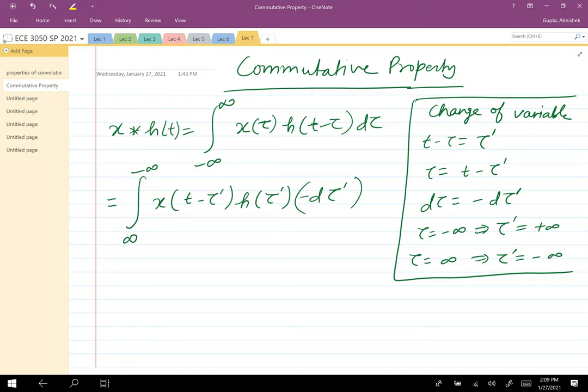Any question on this change of variable formula? What purpose do we use this for? Yeah, we'll get to it in a bit. I'm going to talk about the commutative property. We'll show that the convolution commutes. So x convolution h is the same as h convolution x. That's what we are proving. That's the meaning of commutative property: A applied to B is the same as B applied to A.